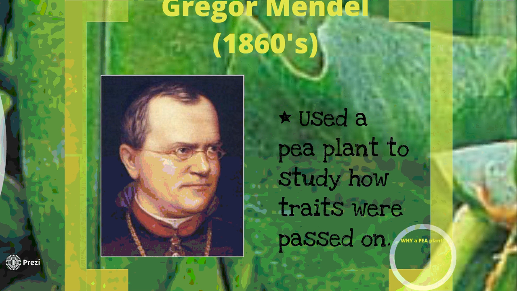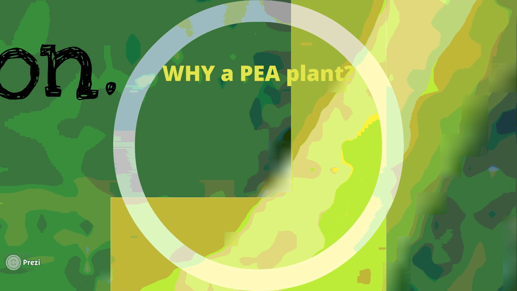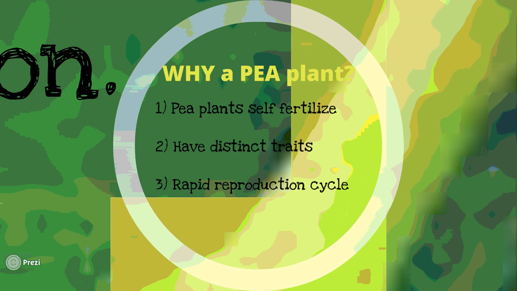So the person that first started to focus on this was Gregor Mendel. He used pea plants to study how traits were passed on. Why did he choose a pea plant? There were three specific reasons. First, the pea plant self-fertilized, so a pea plant can be both the mother and the father to the peas. That allowed Gregor Mendel to know exactly who the parents were and allow traits to be passed down very quickly.